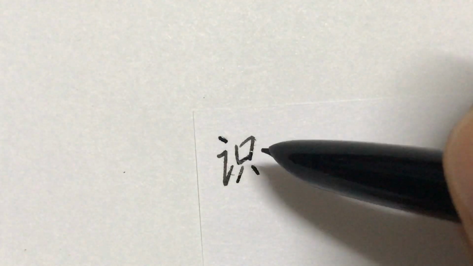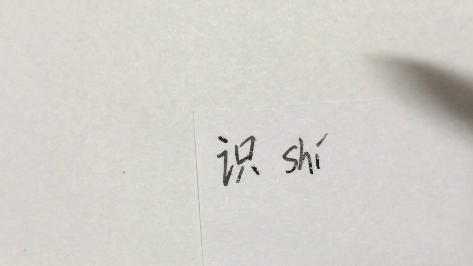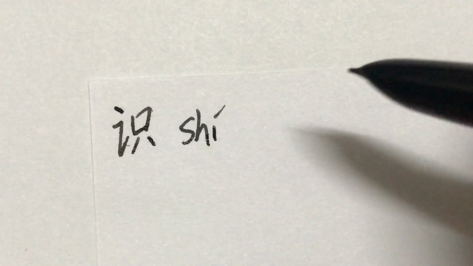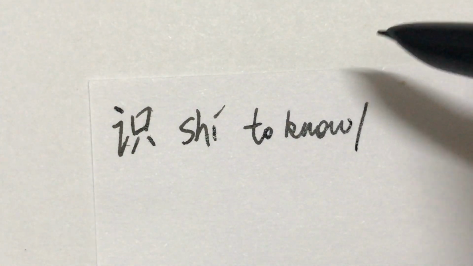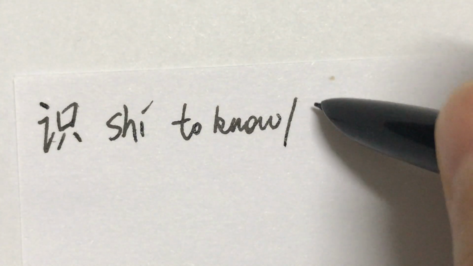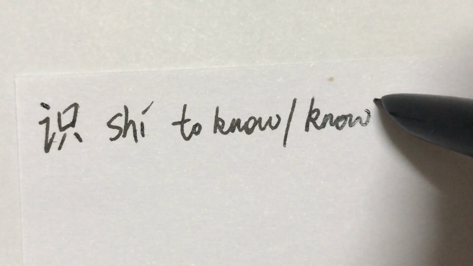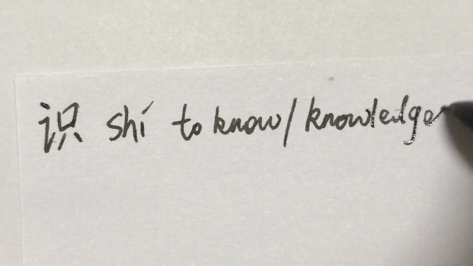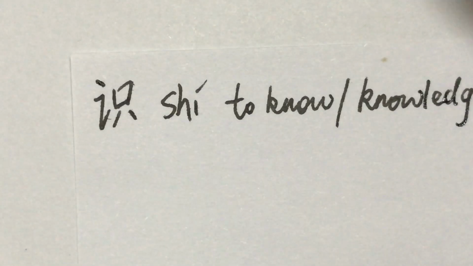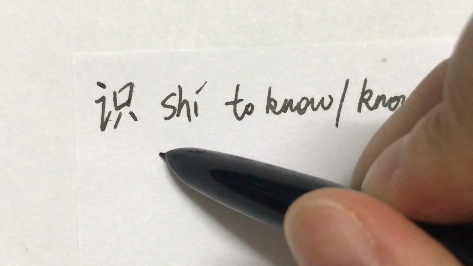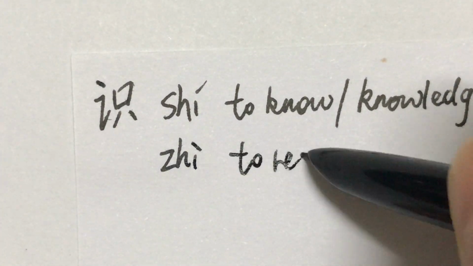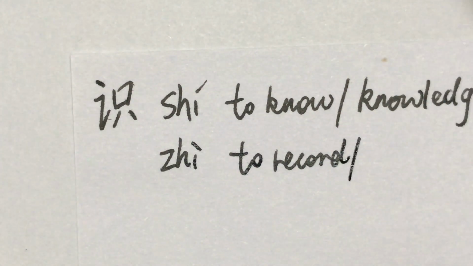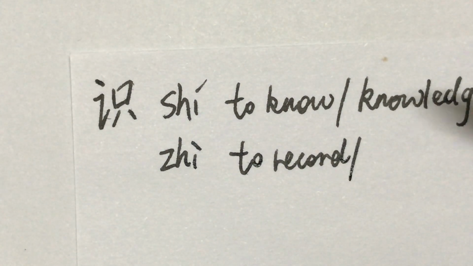Polyphone. Pronounced as 识, it means to know, knowledge. As 字, it means to record, to write a footnote.